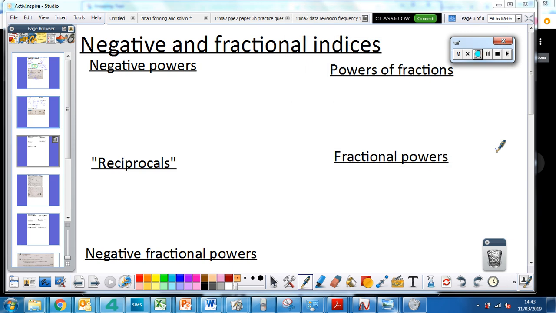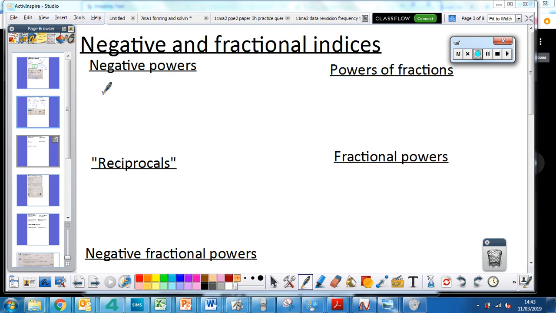Okay, so moving on to indices, but a much, much harder version of indices. We are looking at negative and fractional indices. So, going to look at 5 separate skills here that we need. Number 1, negative powers.